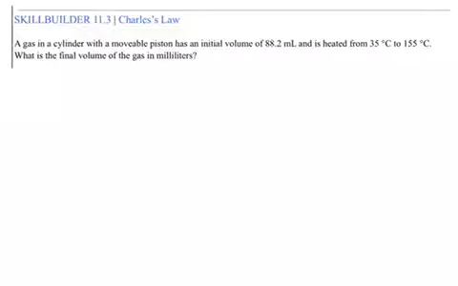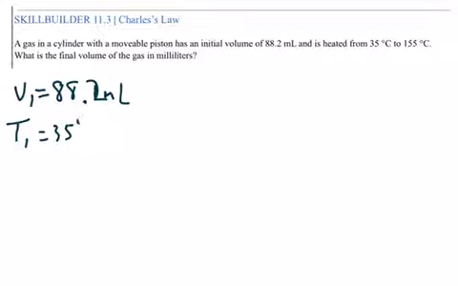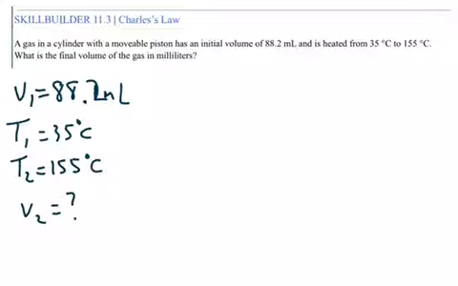So according to this problem, you have a piston that has an initial volume of 88.2 milliliters. Let me write that here. And it is being heated from an original temperature of 35 degrees Celsius to a final temperature of 155 degrees Celsius. They want to know what would be the final volume. Notice pressure isn't even mentioned in this problem because it's constant. So if it's not mentioned, you can assume it's constant. Sometimes they'll tell you it's constant in the problem.